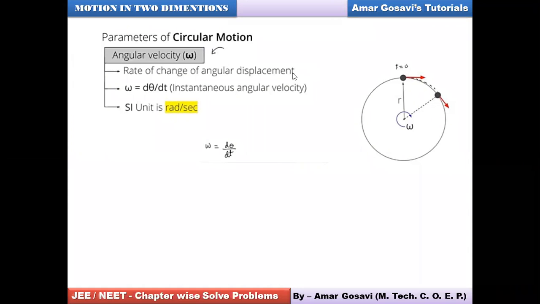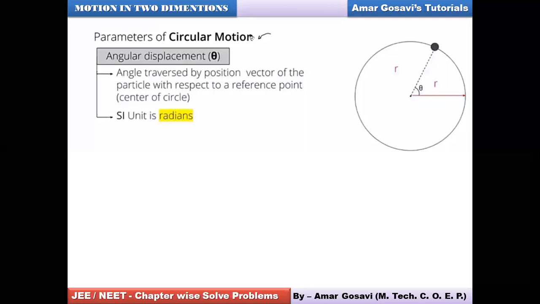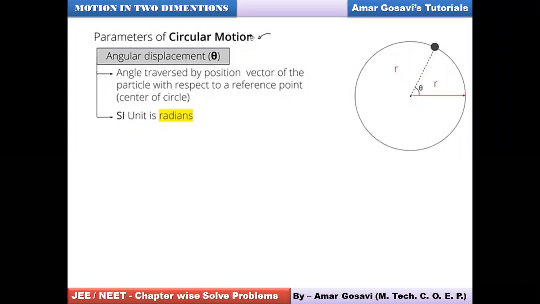Earlier also we have discussed these definitions, but I'm just trying to recall them for you before we move towards the crucial derivation. So let's proceed further. Second, how do we define angular displacement? The angle described, or traversed, by the position vector with respect to a reference point, and the unit is radian. You can see from the diagram. Please make a note of this also quickly.